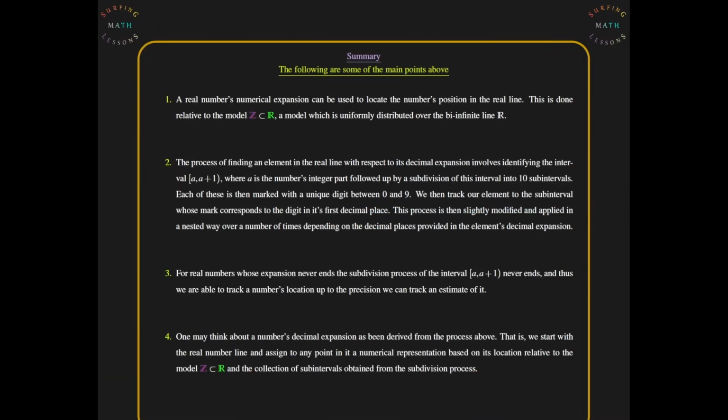Third, for those real numbers whose decimal expansion never ends, the subdivision and summing processes also never end. Thus, we are able to track an element's location in the real line up to the precision we can track an estimate of it. However, keep in mind that such elements have an exact location in the real line. We are just not able to find it by using a finite process as above.